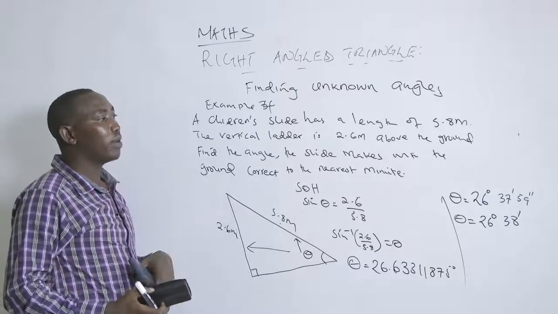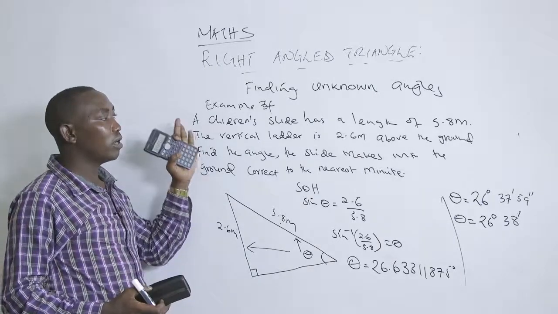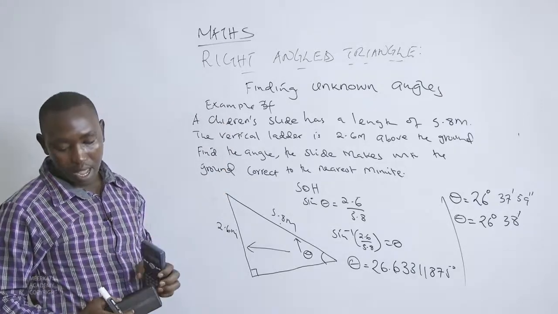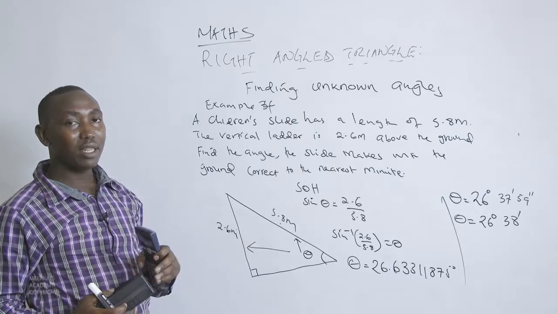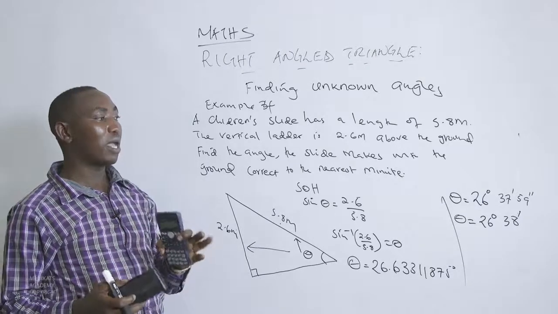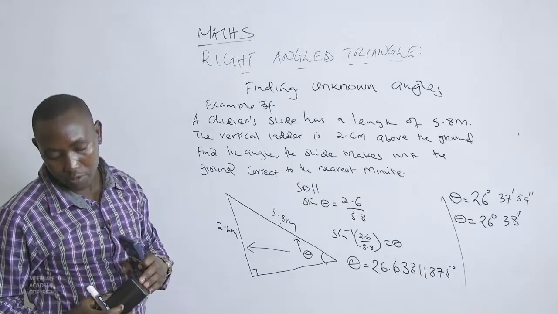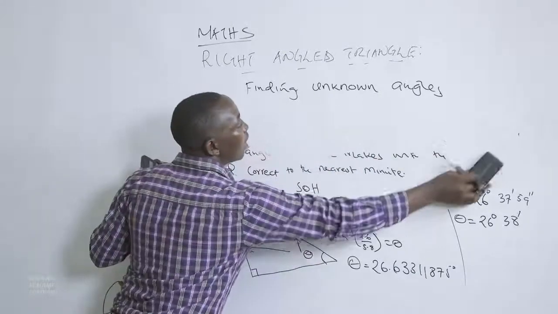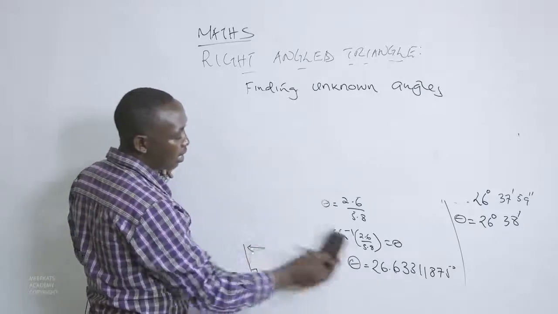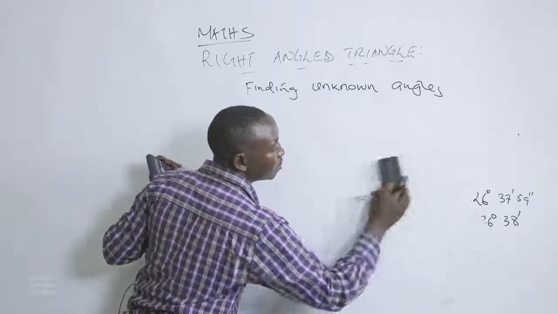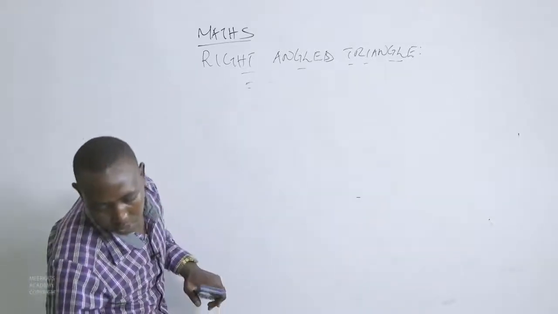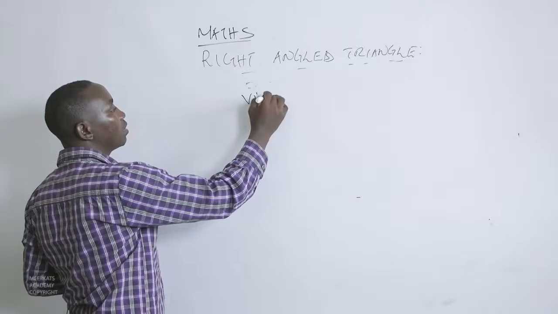So that brings us to the end on how we can find the unknown angles, and also how we can find the unknown sides when we make use of the trigonometric ratio. Another important aspect to mention is viewing angles. I would like to mention something on viewing angles.